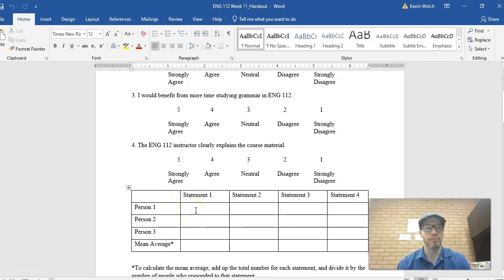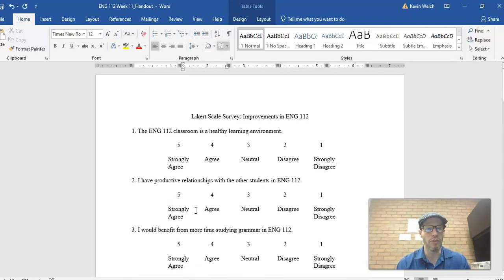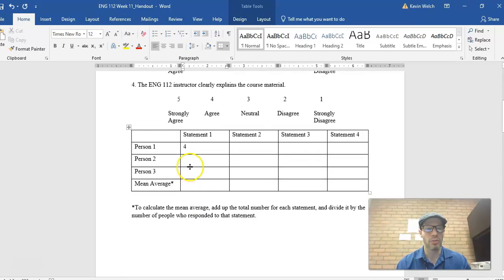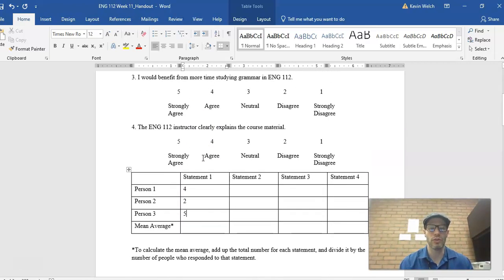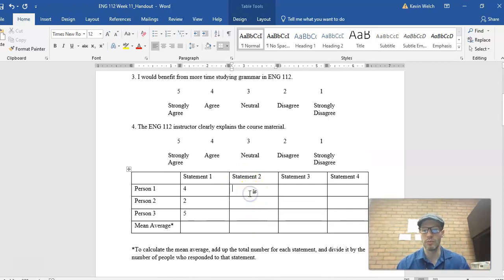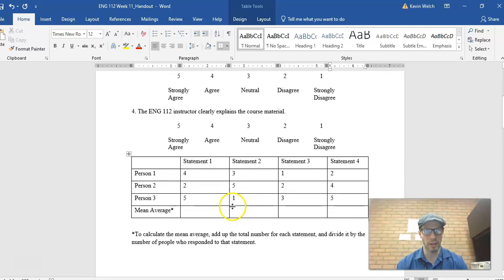And you go, okay, well, person number 1 gave this a rating of 4, which is agree. And person number 2 gave this a rating of 2, which is disagree. And person number 3 gave a 5, right? And you then would do that for each question, for each statement. Statement 2, 3, 4, however many statements you had. So I'm just going to give numbers at random, right? 1, 2, 3 sounds nice. And how about a 5, 4, 3, whatever. 5, 4, 2. Something like that.